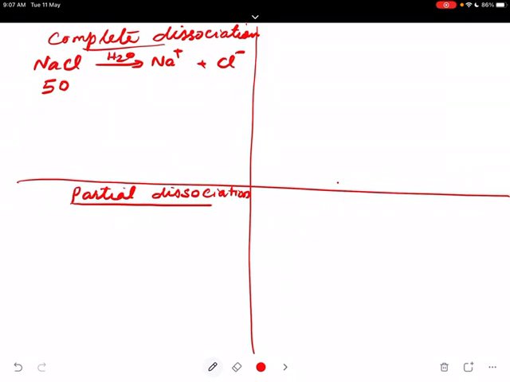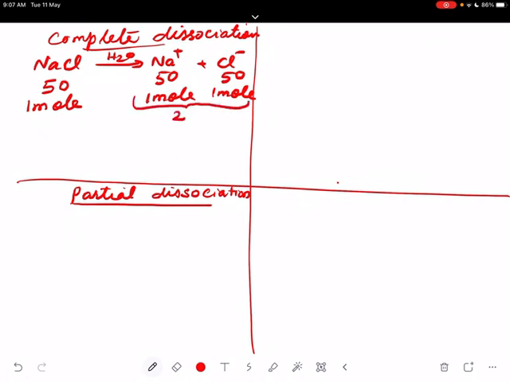One molecule of NaCl gives two particles. This is one particle, here two particles. So 50 particles we put, and we are having how many? 100. Just count the particles. Suppose you are putting 1 mole, so here 1 mole, here 1 mole. Total 2 moles of particles.